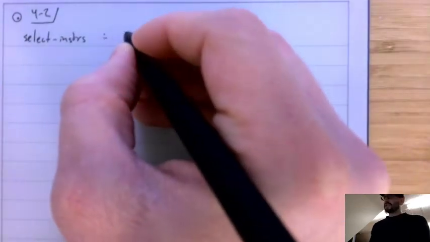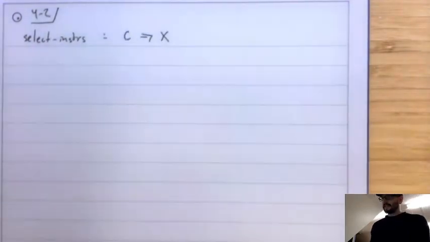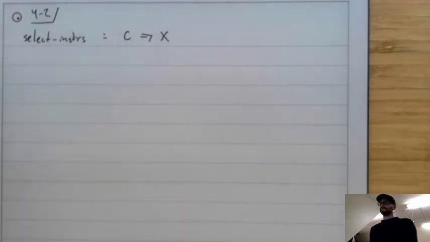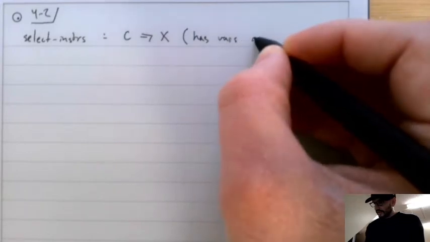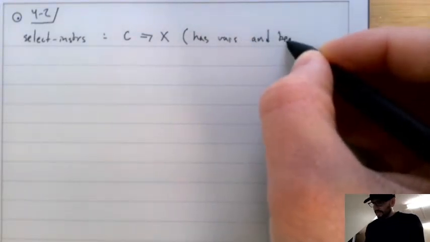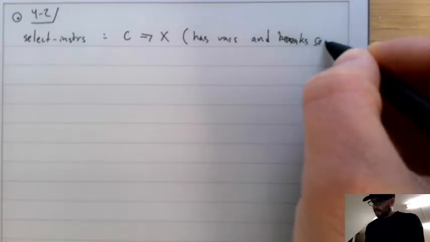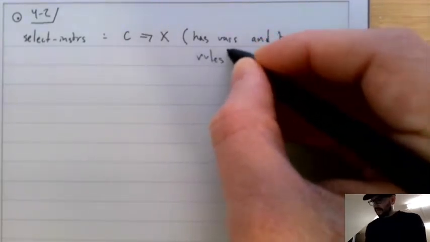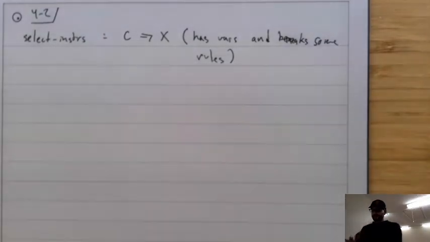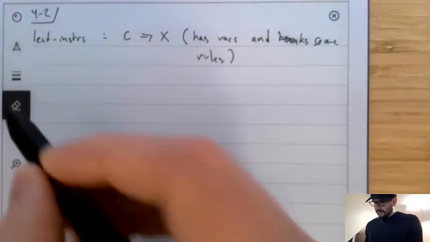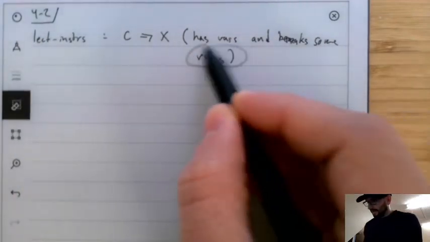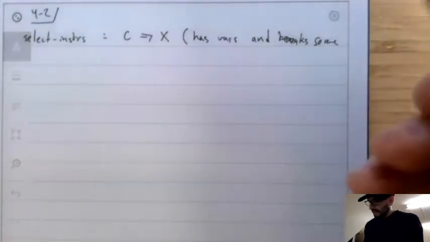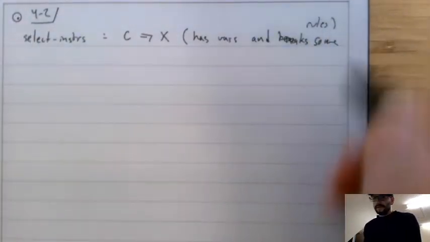So this stands for select instructions. What it's going to do is take C to X. However, it's going to be a version of X that has variables and breaks some rules. When I say break some rules, what I mean is that it's not going to obey all of the constraints of real x86 programs. We'll talk about this later in more detail.